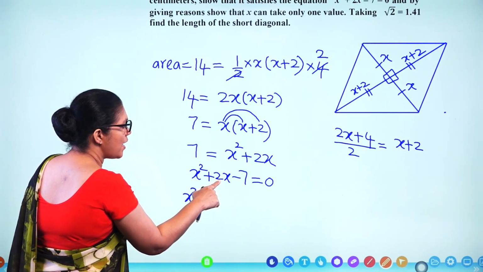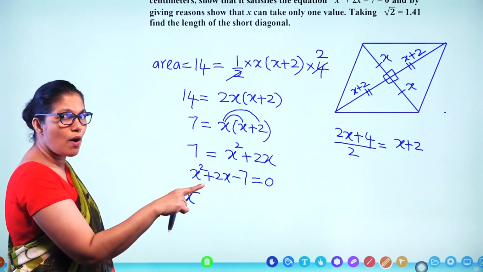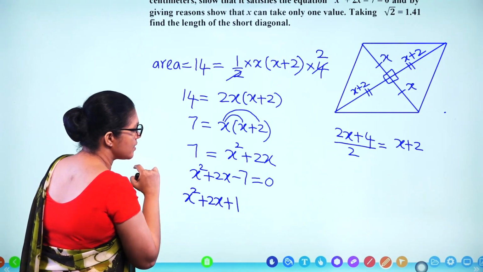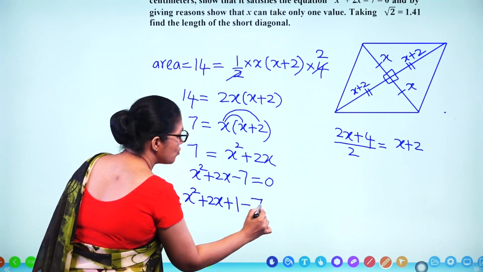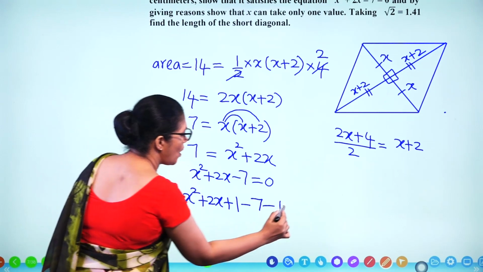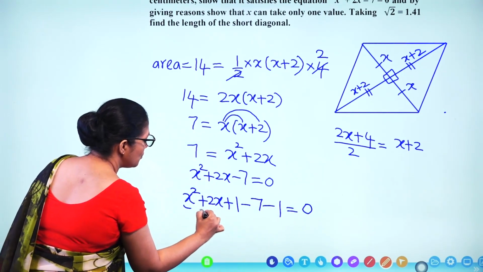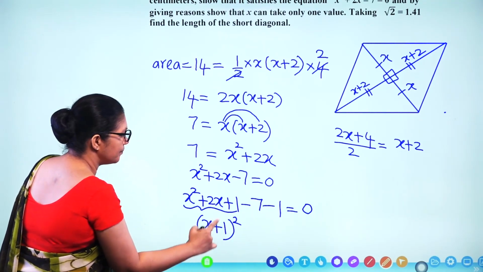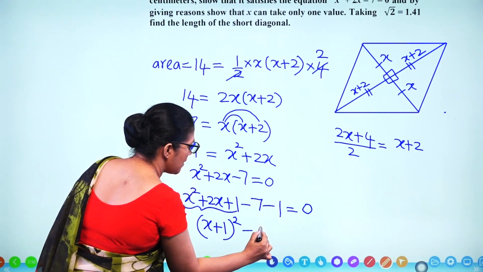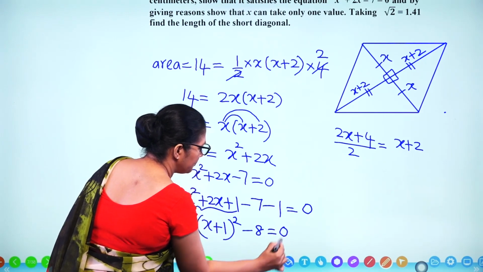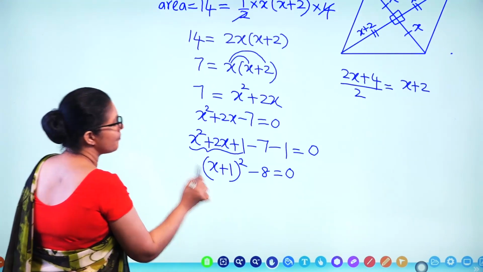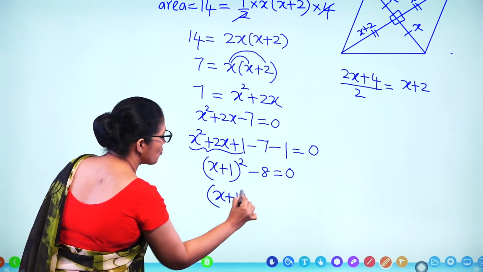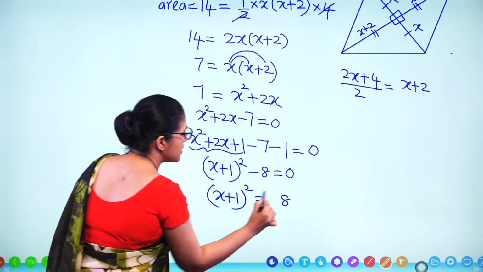Divide the x term coefficient by 2. 2 divided by 2 is 1. Square it. You have to add 1 to make a square term. So in order to get no difference, subtract 1. So you get x plus 1 whole thing squared minus 7 and minus 1, minus 8. You can take it to the other side. X plus 1 whole thing squared is equal to 8.